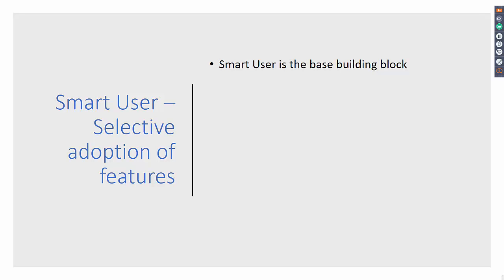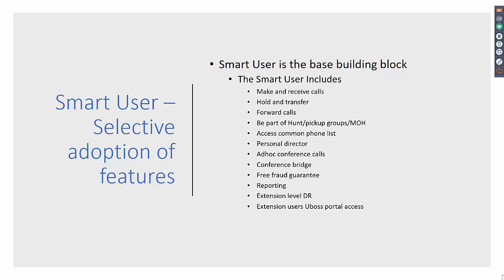But essentially, we're starting off with this idea that instead of having a one-size-fits-all, all features included proposition, we're going to look for a standard base block, a building block to start with, and then build services onto that. So we're starting at the bottom in the low price area and delivering higher functionality where required. So what does a Smart User look like?